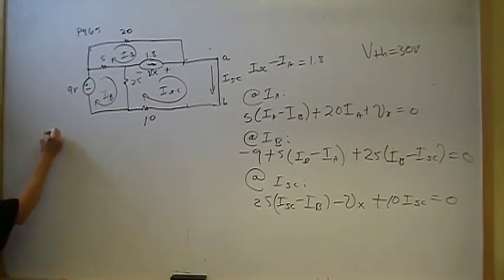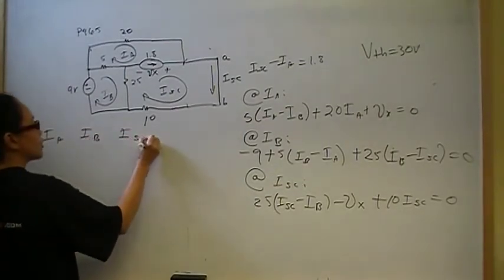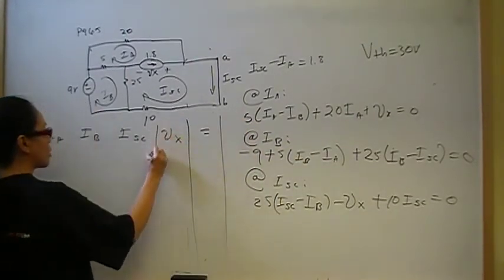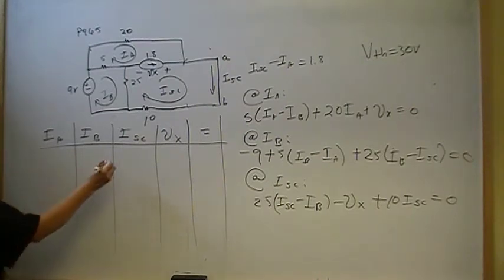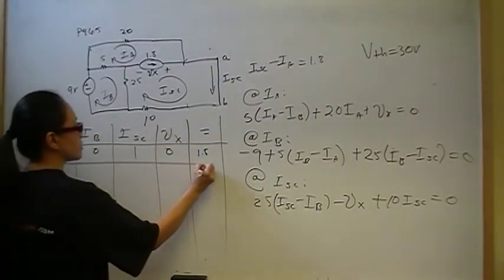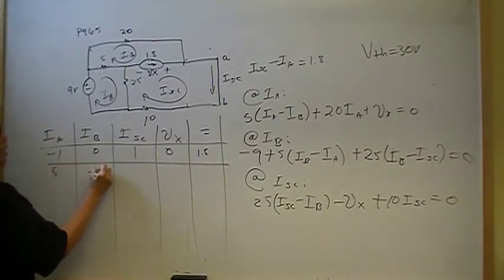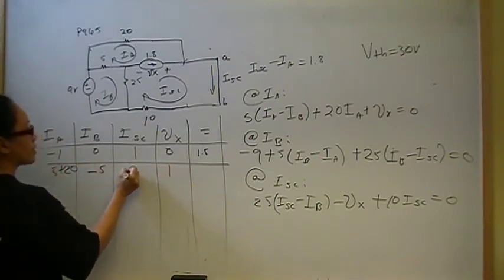Okay, so now we're going to write our matrix. IA, IB, I short circuit, Vx is equal to. And then we're going to start taking inventory of our coefficients. So the first equation we're going to do is the constraint equation. We have a coefficient of 1 for I short circuit, negative 1 for IA, and 1.8. Zeros everywhere else. Okay, so mesh at IA we have 5 for IA, negative 5 for IB, plus 20 for IA, and then 1 for Vx.